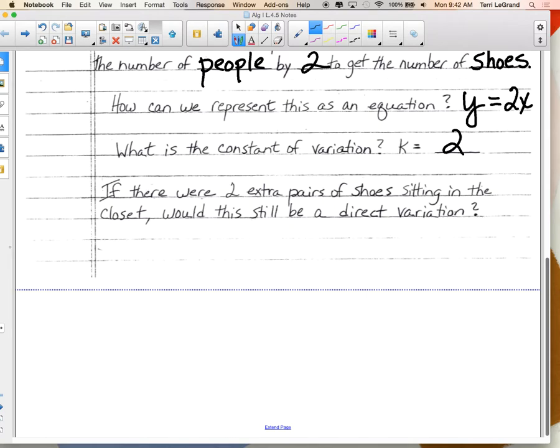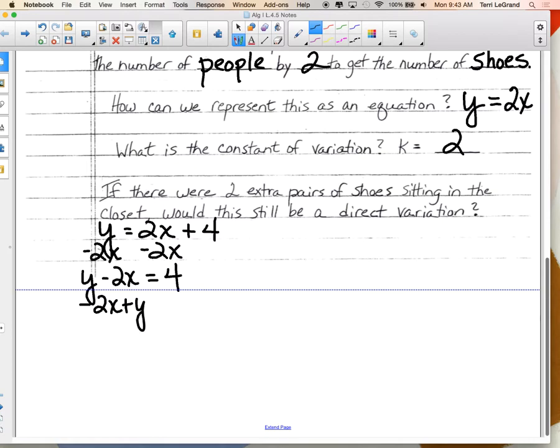So in other words, wouldn't our equation look something like this then? Y equals 2x plus 4. Okay. If we put this in standard form, how would we get this in standard form? Subtract 2x from both sides. We'd have y minus 2x equal to 4. In other words, the x's and y's would be together over here. We could just rewrite it like this, couldn't we?